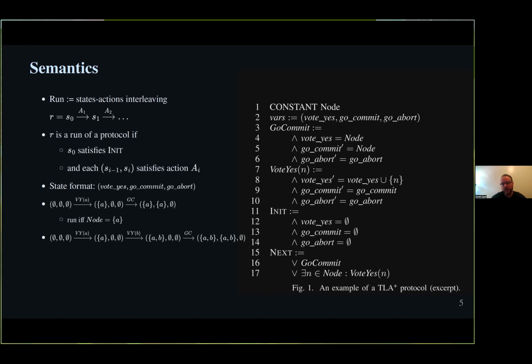And then here's a longer example of a run. First A votes yes, then B votes yes, and then the go commit action is taken. And again, this is a run if and only if node is equal to the set A and B. And then finally, this is an example of a run which is not a run of any instantiation of the protocol on the right. In particular, the first state does not satisfy the initial state predicate.